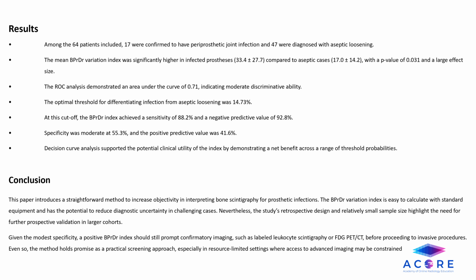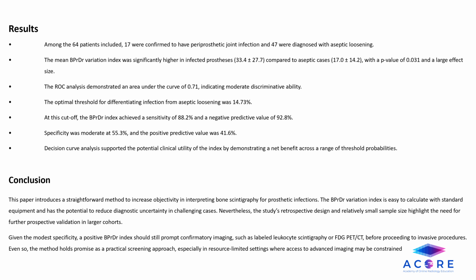Which leads us back to the initial study that we were discussing, and in that study, 17 patients had periprosthetic joint infections and 47 were diagnosed with aseptic loosening, and the mean BPrDr variation index was significantly higher in those with infected prostheses compared to those with aseptic cases, with a significant p-value and a large effect size, and the ROC analysis demonstrated an area under the curve of 0.71, indicating moderate discriminative ability.